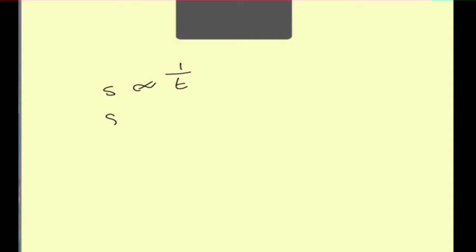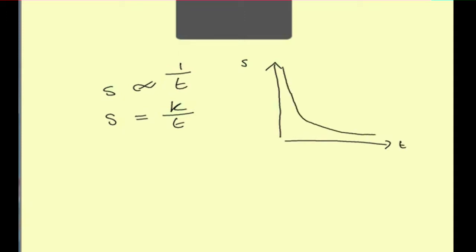Of course, we need to replace the alpha with an equals and a constant of proportionality. So we write s is equal to k over t. If we're going to graph this relationship, then the graph would look like this. The shape of the curve is similar to that of y equals 1 over x.